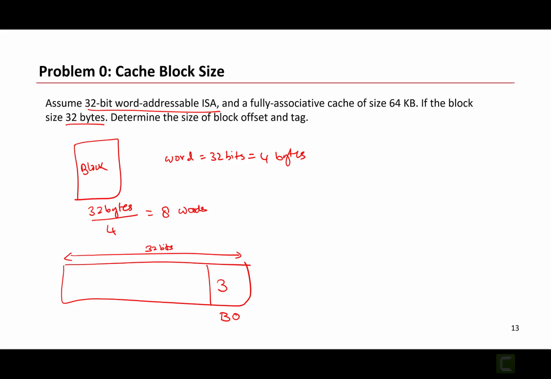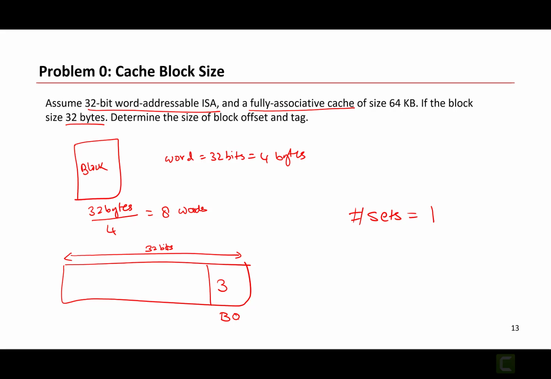Now I need to figure out how many bits I need for my set index. The set index depends on the number of sets in the cache. For a fully associative cache, the number of sets is always 1. And if I have only one set, I don't need an index to figure out which set I can store my cache block in. So you don't have a set index as part of your address.